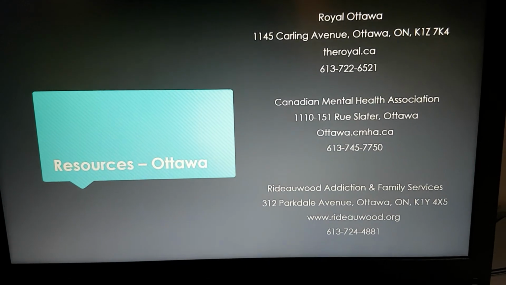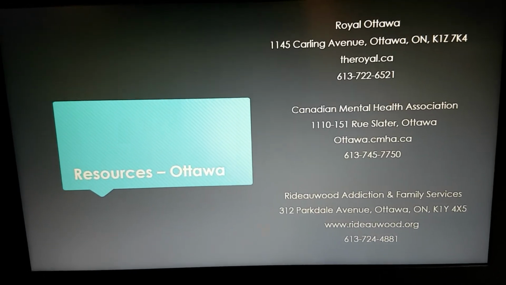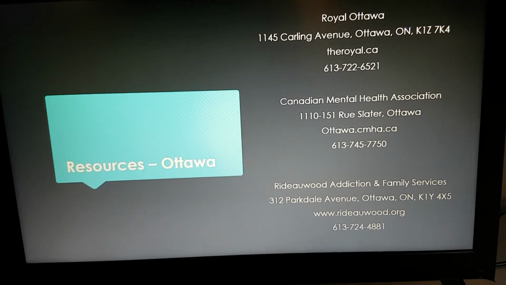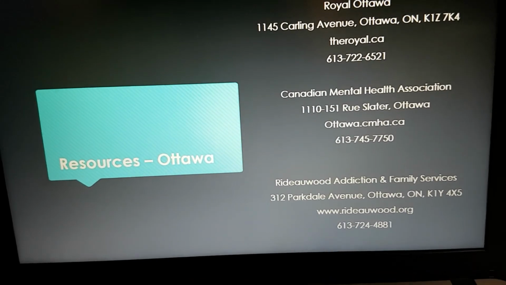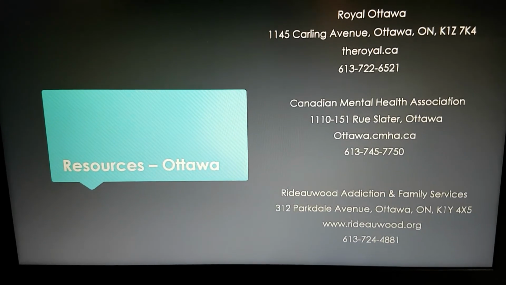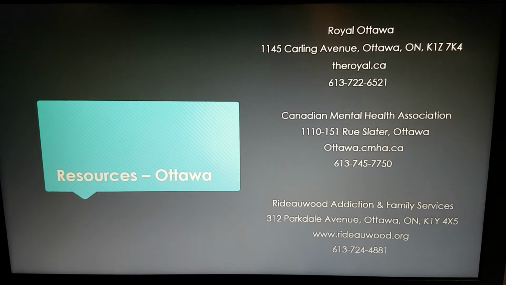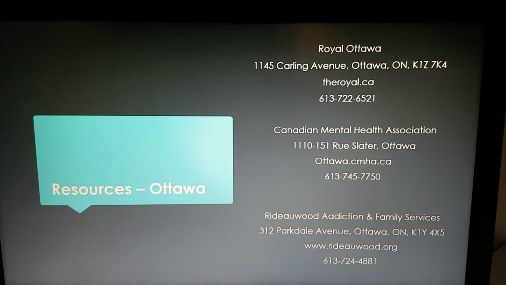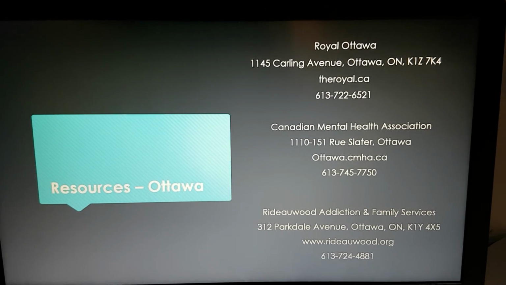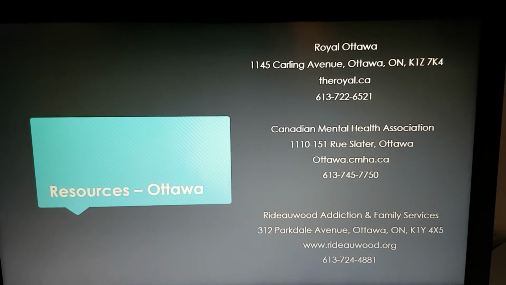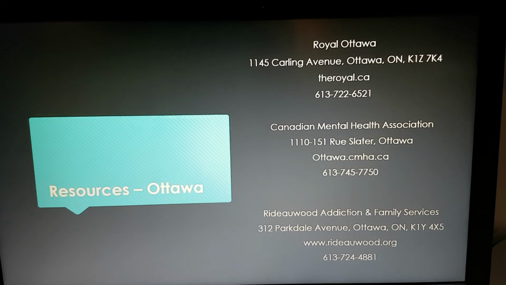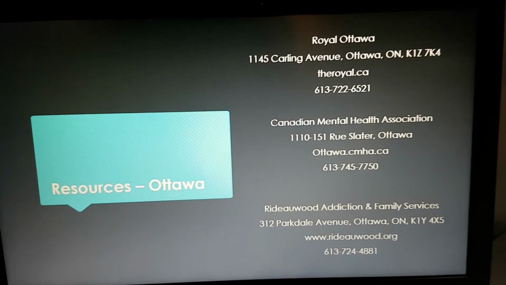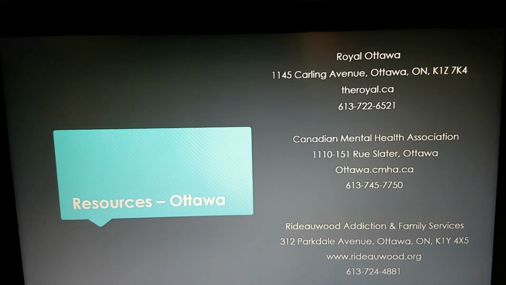All right, so the last page is just our resources page. There are obviously many more: the Royal Ottawa, the Canadian Mental Health Association, Rita Wood Addiction and Family Services, and one that we didn't include there, but a great one, is the Detox, the Ottawa Withdrawal Management Center, where they do the Q3 and get you set up into treatments, which actually do the GAIN-I after.